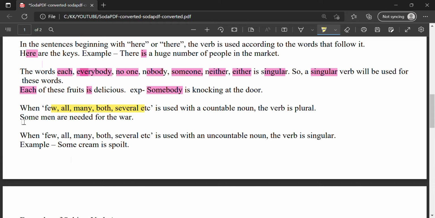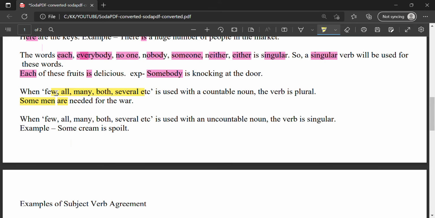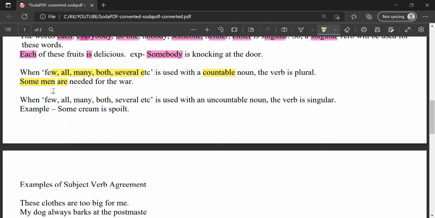So, some men are needed. What does it mean? Since it's a plural subject, we are using a plural verb. Simple. It's like few, all, many, both, several. Using all these words, we know that since these are not singular subjects, they are countable nouns, so we use the plural verb.